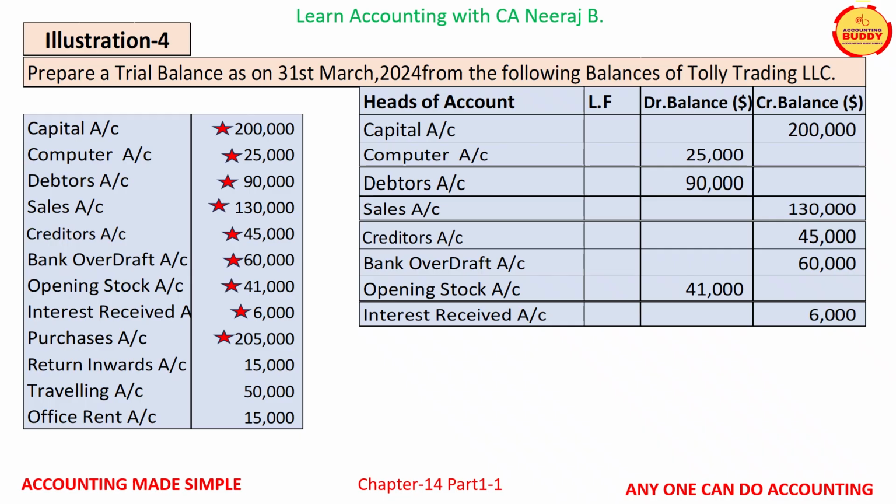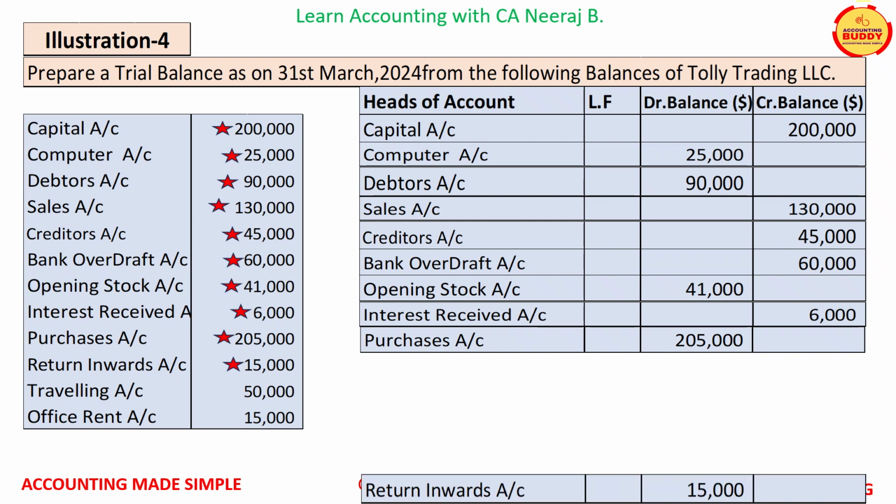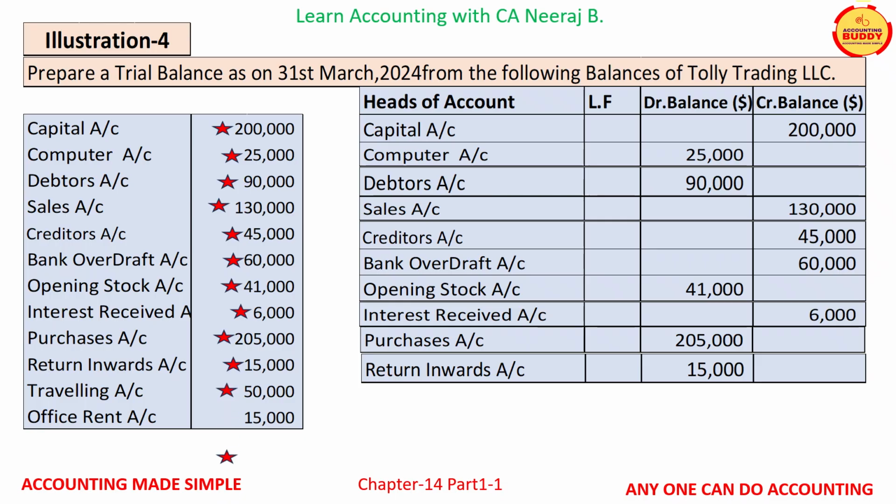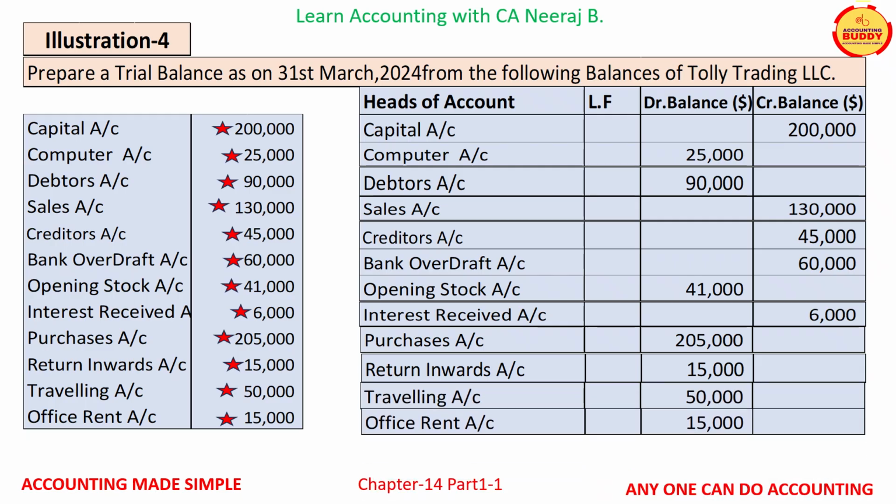Purchase is an expense of the business, so it is placed in the debit column. Return inward or sales return gets a reverse treatment. When business sells goods, sales account is credited, and when the sales are returned by the customer, sales return account is debited. Therefore, return inward account is placed in the debit column. Both traveling and office rent are business expenses. Therefore, both will be placed in the debit column. When both the debit and credit columns of a trial balance are totaled and both the columns have the same balance, this confirms the arithmetical accuracy of the trial balance.